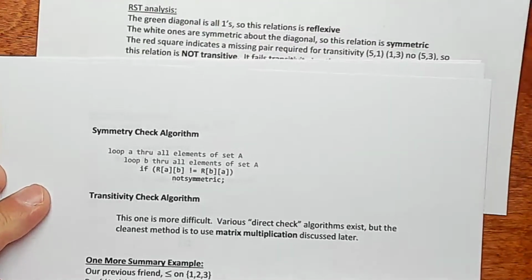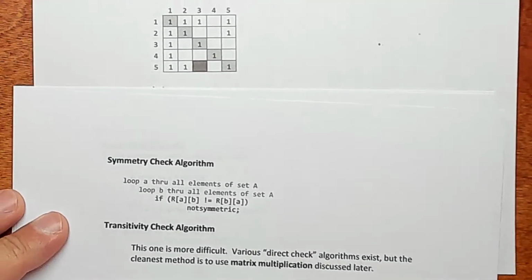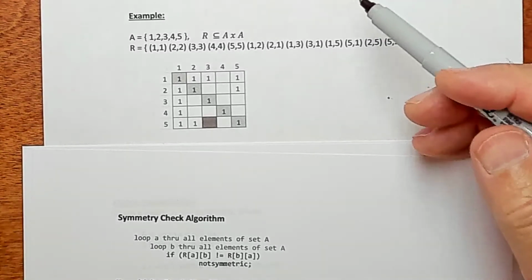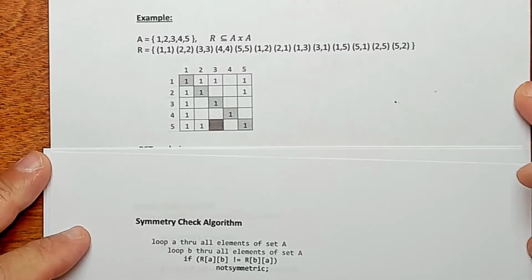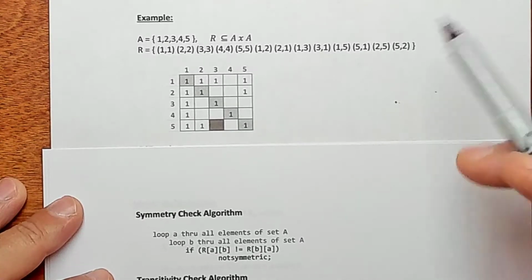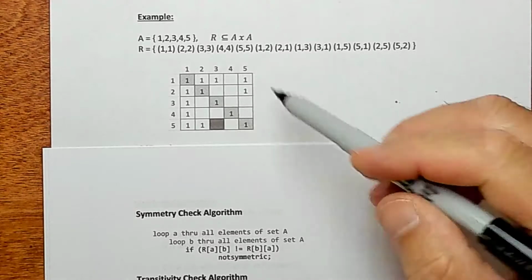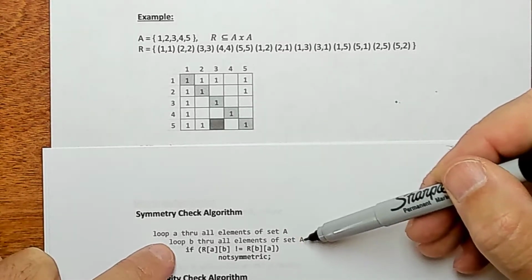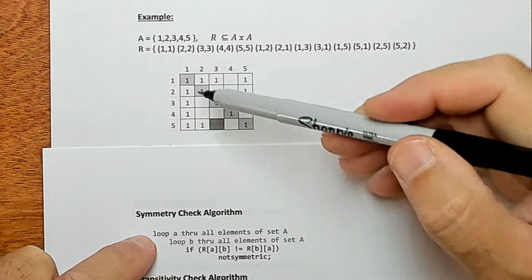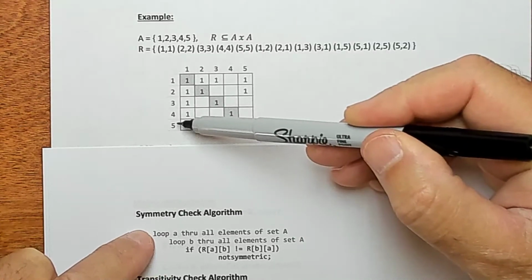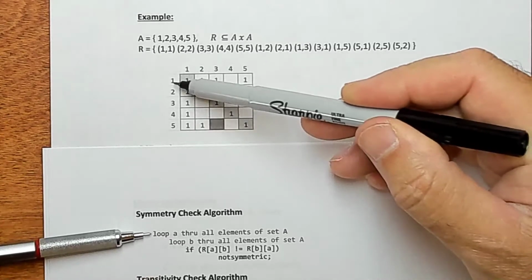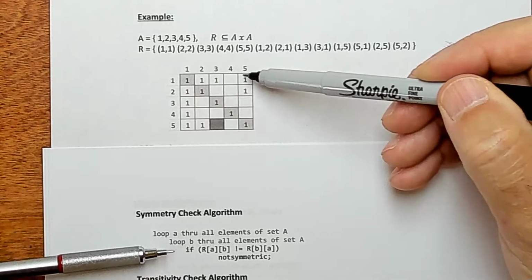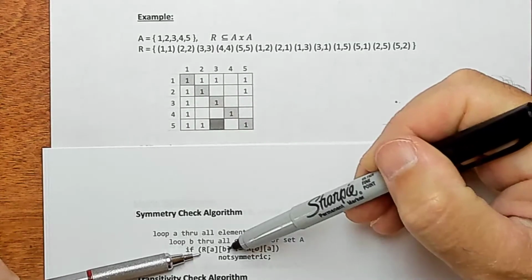What would symmetry look like? What would symmetry look like on this dude? Well, you have to do a nested loop. You could call this rows and columns, I guess. So you could loop through the rows from 1 to 5 on the outer loop. And then for each row, you'd look at the column, and then you just check.